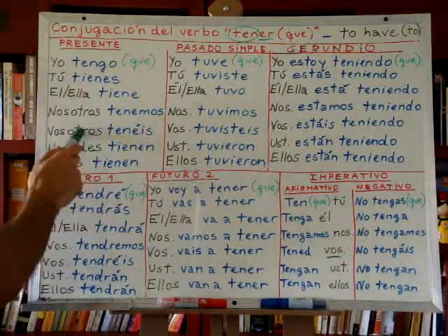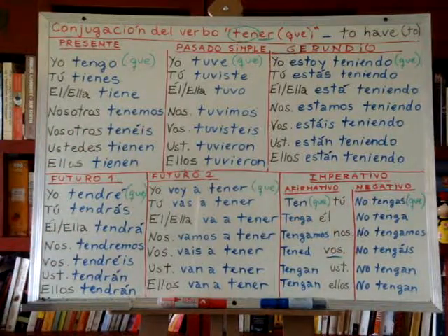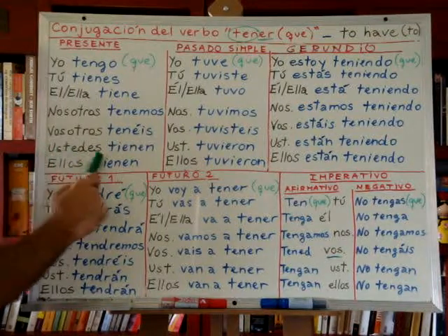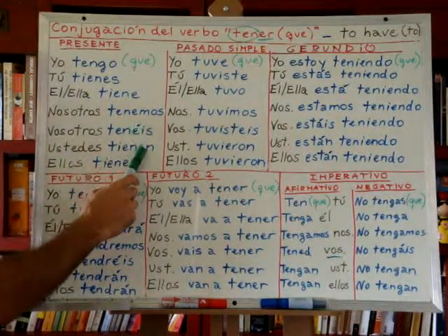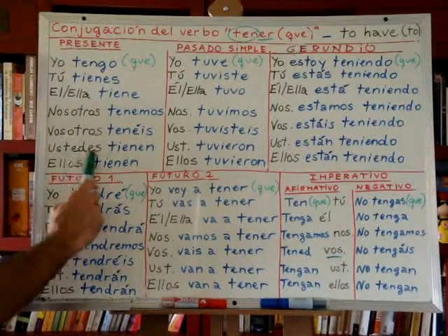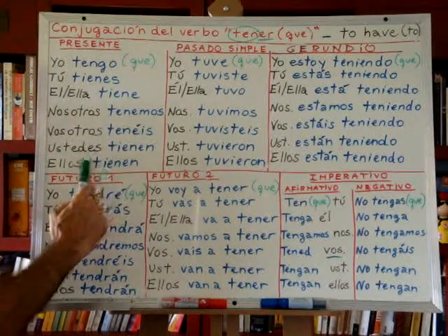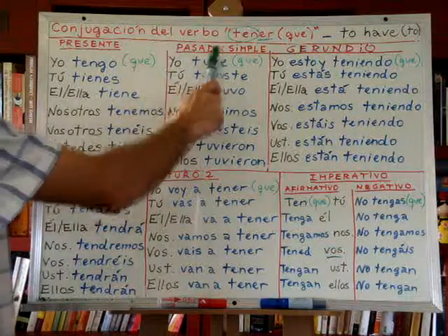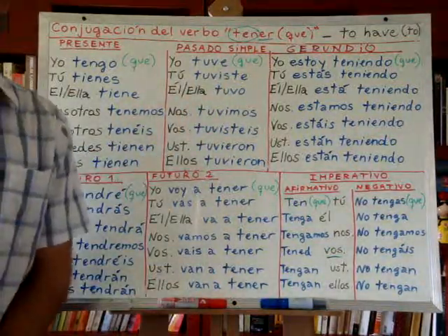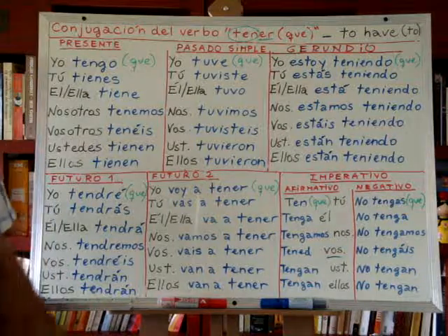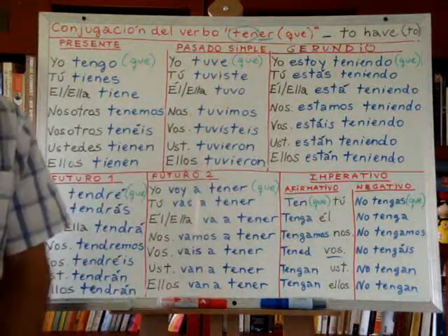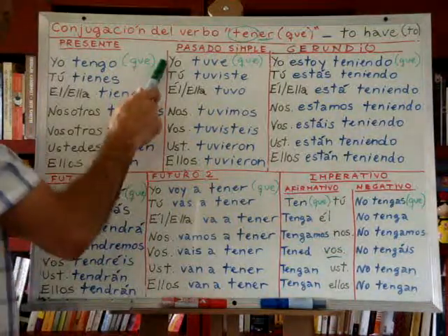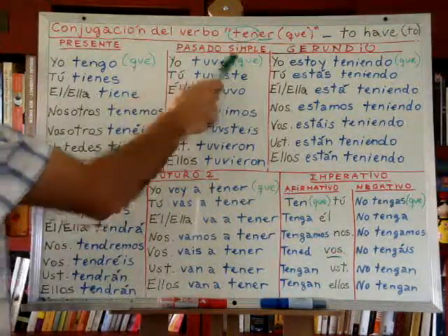So remember, vosotros and ustedes are synonyms. They mean you plural. But vosotros is used in Spain, ustedes is used in Latin America, right? And the conjugation is different for both of them. Ustedes conjugates the same as ellos, as they, right? Let's go to the pasado simple, or simple past. In Spanish, we also call the simple past pretérito indefinido. Yo tuve, or yo tuve que.